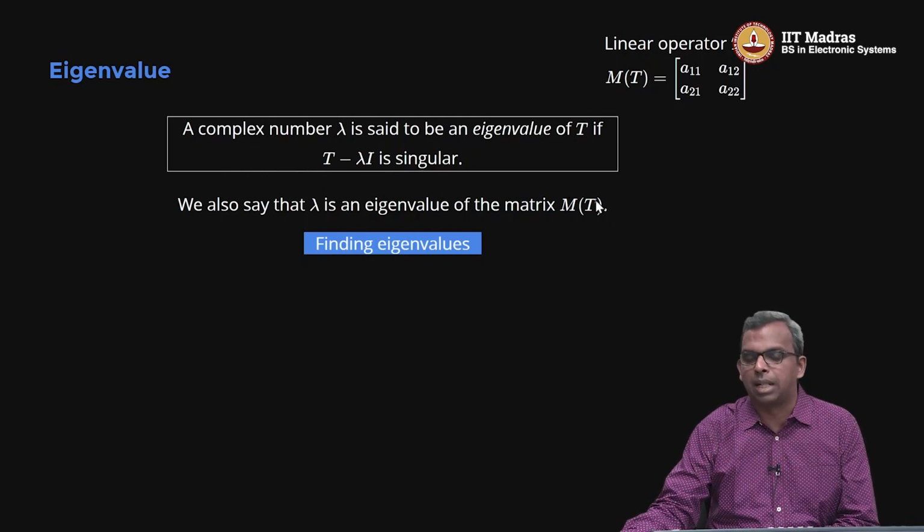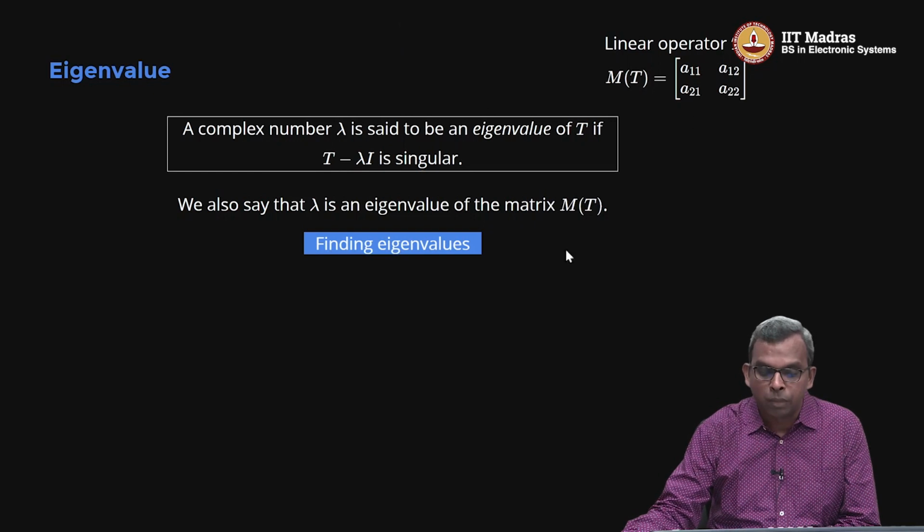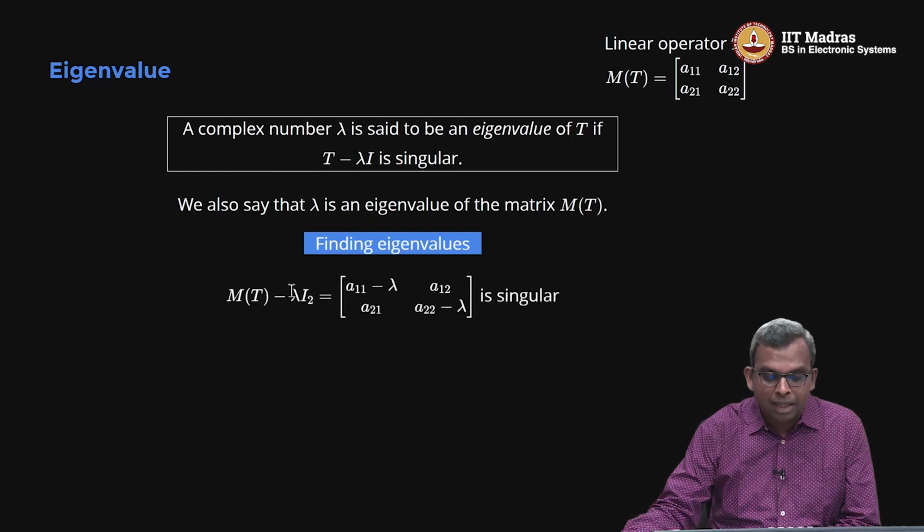You use a matrix representation, just like any computation uses matrix representation with linear transformation. Eigenvalue computation also uses a matrix representation. You do this M of T minus lambda I2. So what is I2? I2 is a 2 by 2 identity matrix. So you do lambda times I2 and then you subtract it from M of T. That's the same as the matrix for T minus lambda I, right?